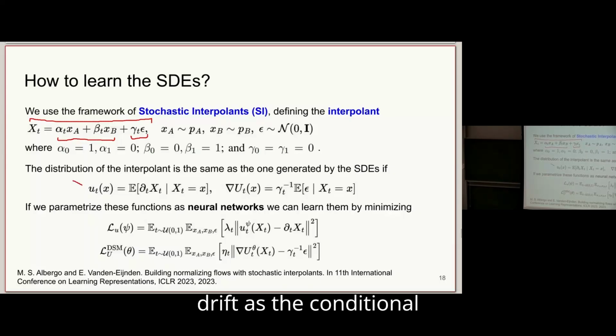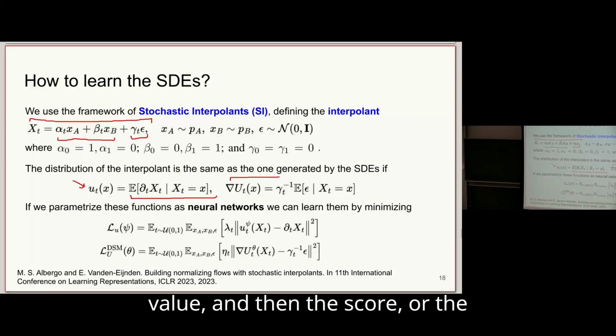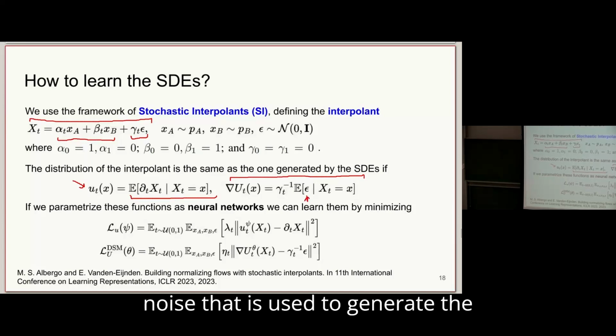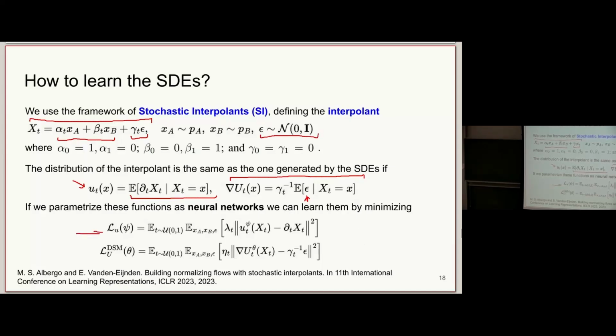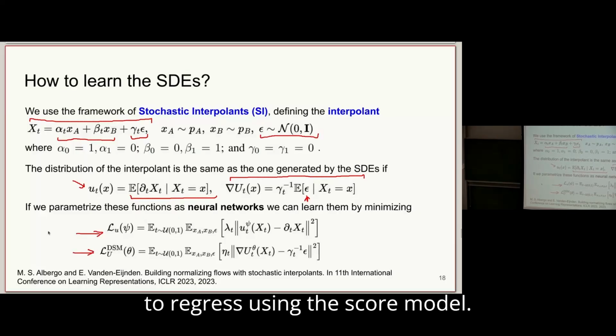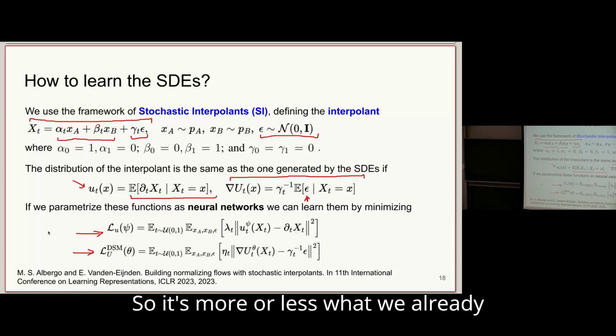Then you estimate the drift as the conditional expectation of the derivative of the interpolant with respect to the time value, and then the score, or the derivative of the energy, is just done by estimating the epsilons, or the Gaussian noise that is used to generate the interpolant. You have two losses now, one to regress on the drift model, and another one to regress using the score model. And you can train them from data. So it's more or less what we already said.